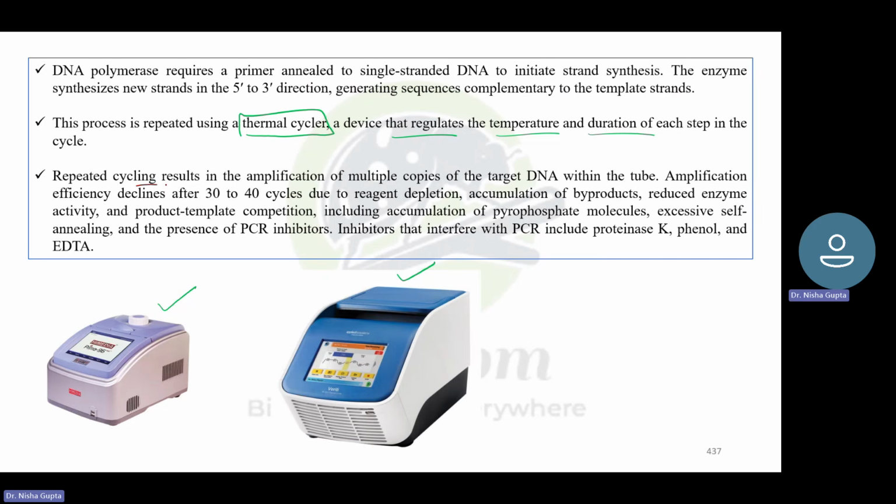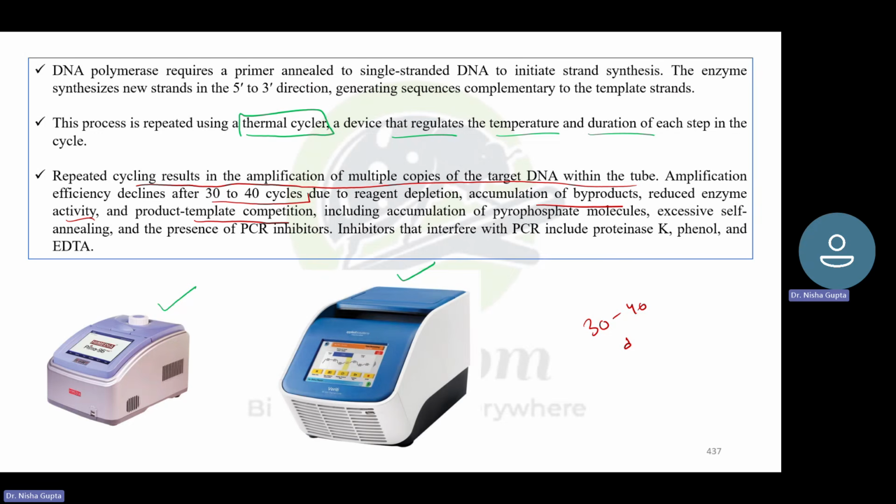So see, repeated cycling results in amplification of multiple copies of the target DNA in about 30 to 40 cycles, and after that, जैसे ही 30 to 40 cycles होता है, आपके dNTPs exhaust हो गए हैं, आपका जो primer है और बाकी जो चीजें reaction mixture में आपने डाला है वो deplete होने लगते हैं, and also accumulation of by-products, reduced enzyme activity and product-template competition. सो इस वजह से क्या होता है, impact आता है, efficiency कम हो जाती है after 30 to 40 cycles.